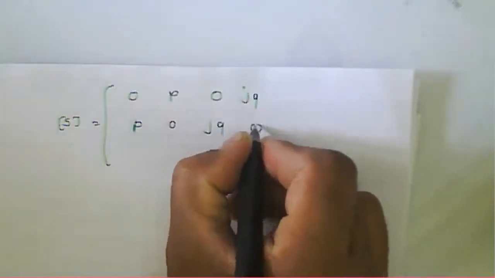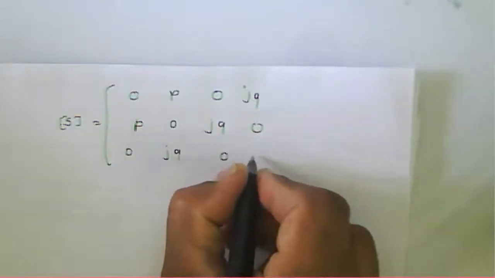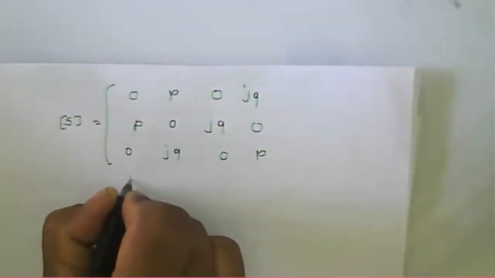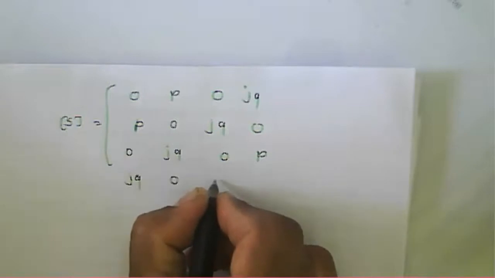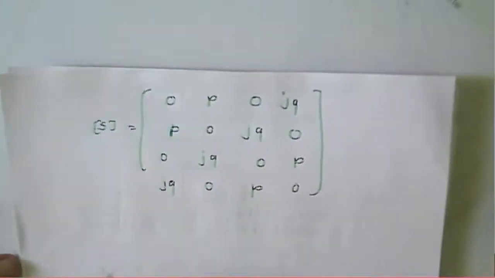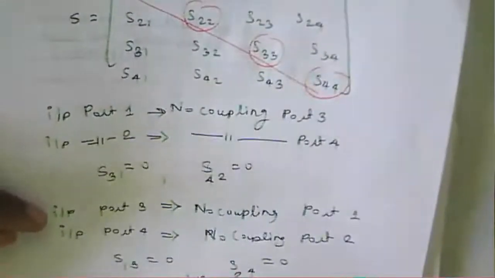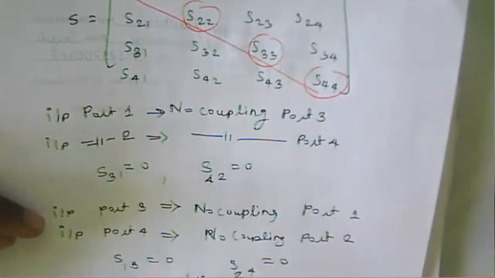0, jQ, 0, P; jQ, 0, P, 0. This is nothing but the S matrix for the two-hole directional coupling. Simply, here we say it is about a P, so the other alternate element becomes an imaginary one.